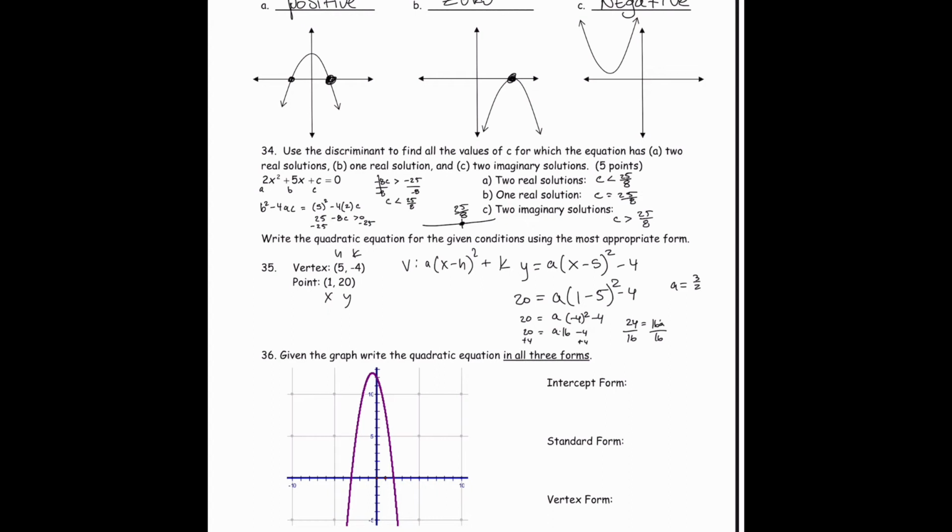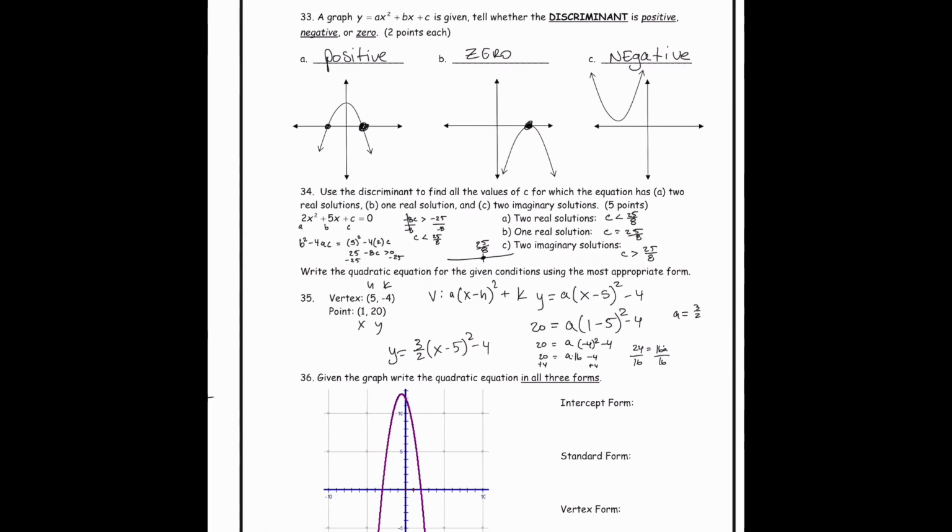So the final answer, the quadratic given these conditions, is going to be y equals 3/2 times (x minus 5) squared minus 4. Okay.